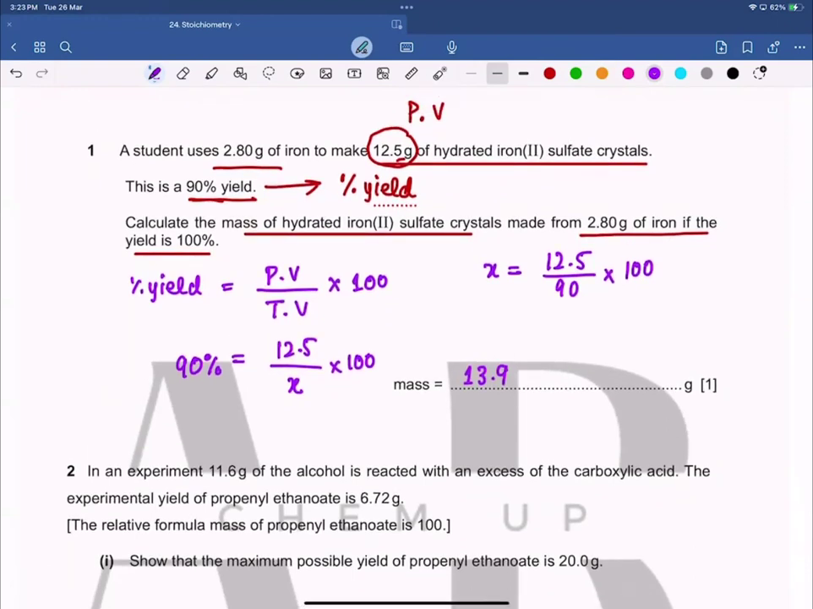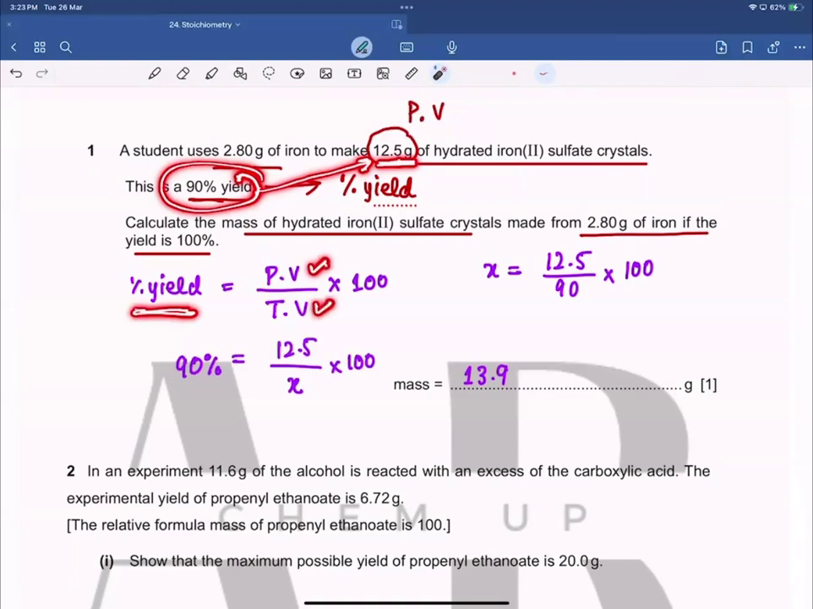Sir, the question says mass. Okay. So it's a mass. The thing is that they have told you the percentage yield, right? And for this percentage yield, experimentally, this value has been formed, right? I have used the formula percentage yield is equals to practical value over theoretical value. So the practical value is 12.5 and the theoretical value is going to be X, which is 100%.